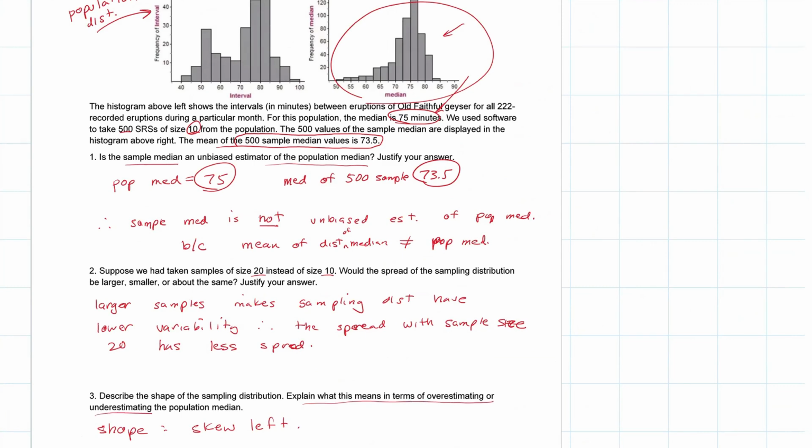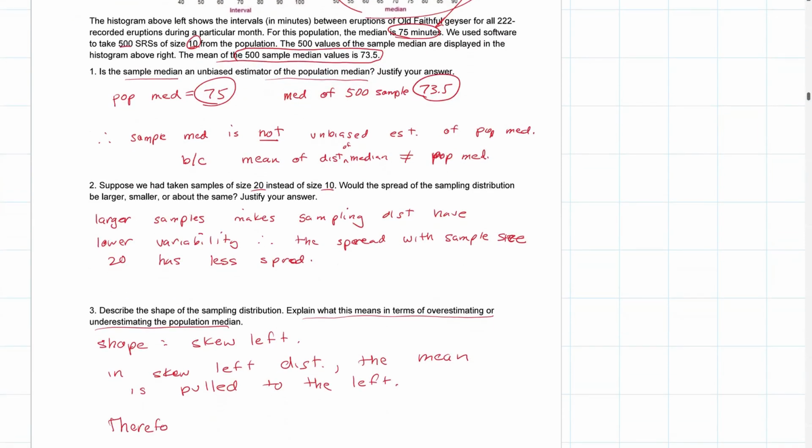Now, explain what this means about overestimating or underestimating the population median. Well, we know in skew left distributions, the mean is pulled toward the tail to the left. Therefore, it is not surprising that the mean of sample medians is underestimating.